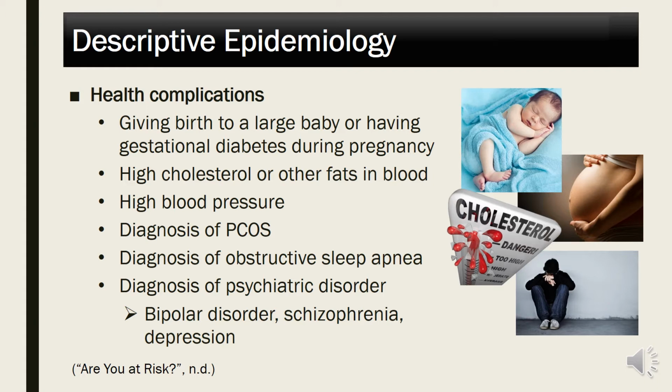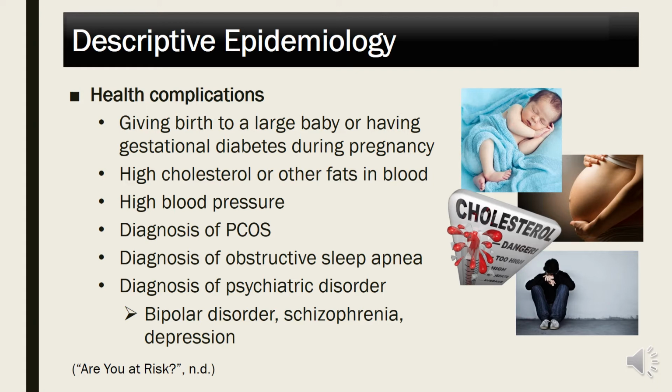There are also certain health complications that are associated with an increased likelihood of developing type 2 diabetes. One of them is having given birth to a large baby, which means a baby who weighs more than 9 pounds at birth. The presence of gestational diabetes while pregnant is also a risk factor. In addition, people with high cholesterol or other fats in their blood, as well as high blood pressure, are also at greater risk of developing type 2 diabetes.